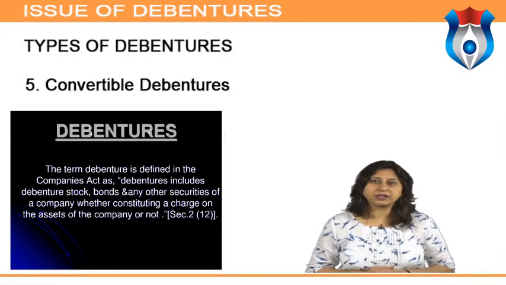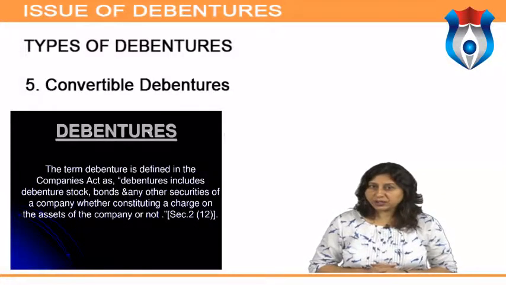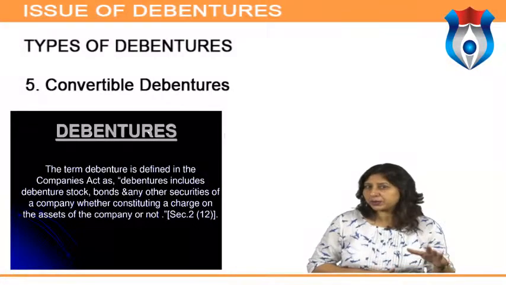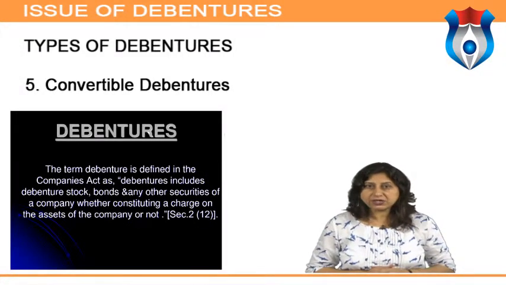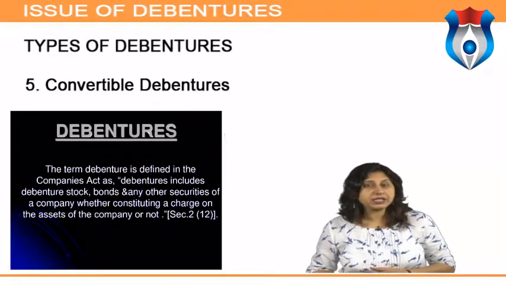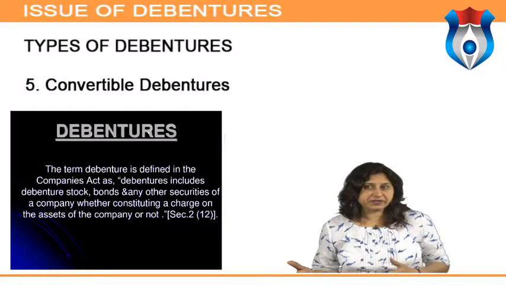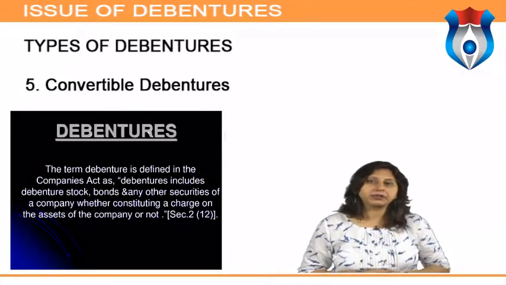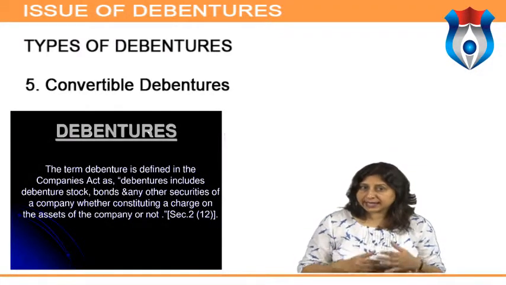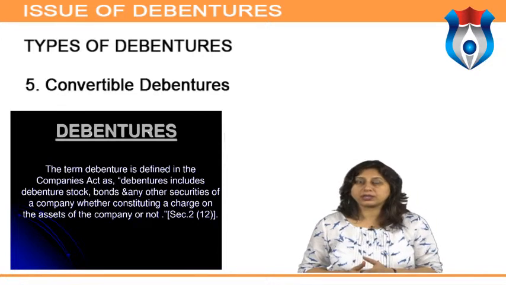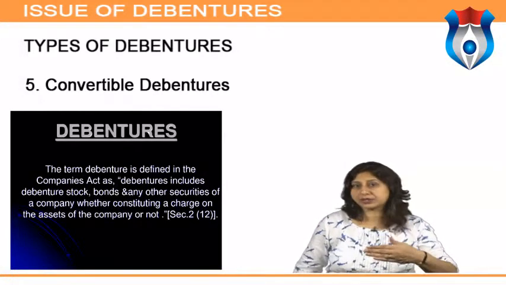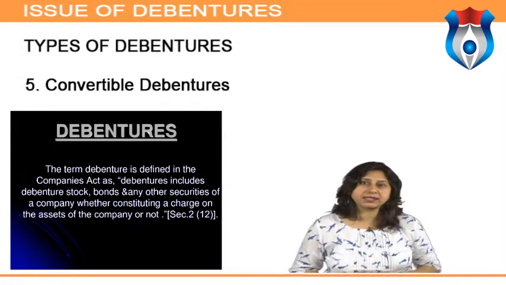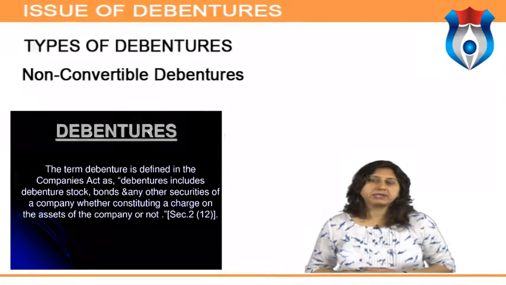Convertible debentures. These are those debentures which can be converted into equity shares. These debentures have an option to convert them into equity or preference shares at the stated rate of exchange after a certain period. If the holders exercise the right of conversion, they cease to be the lender to the company and become the members.